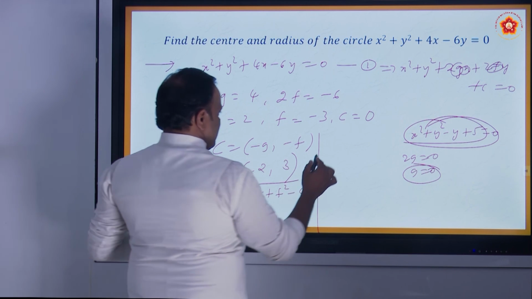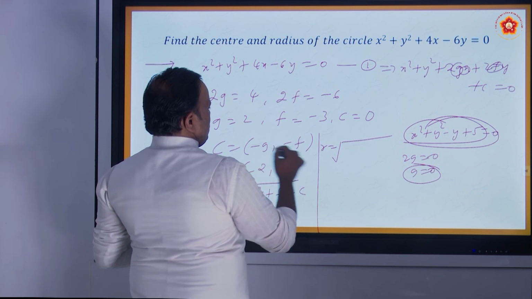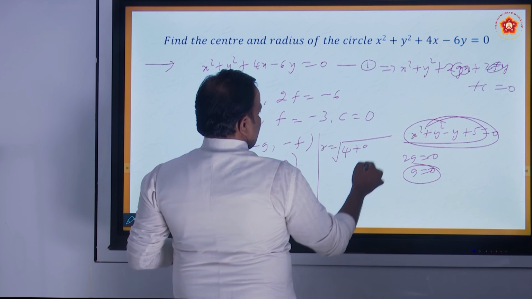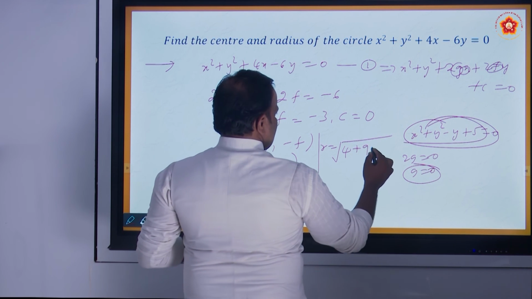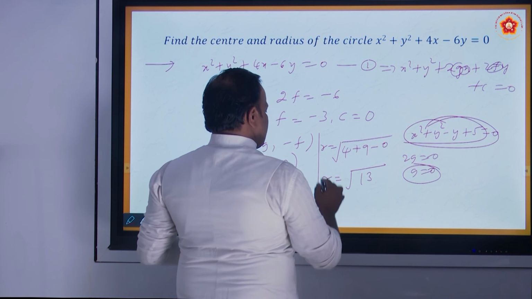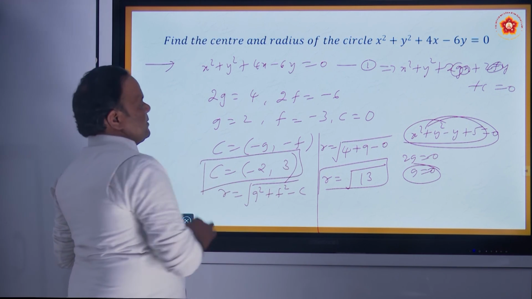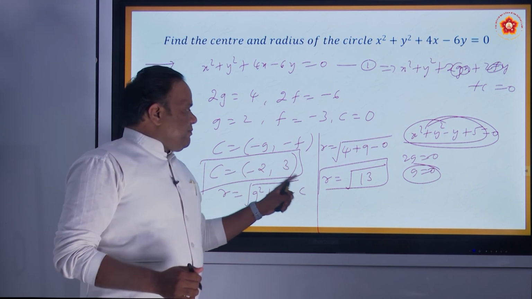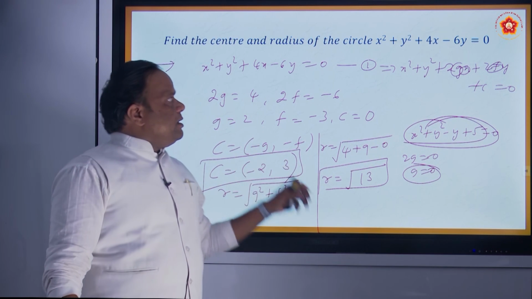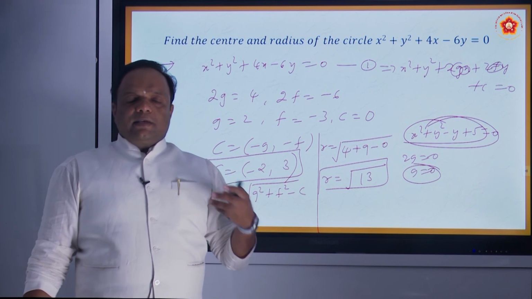Substitute the values. r equal to root of, what is g? g is 2. 2 square is 4. f is minus 3. Minus 3 whole square is plus 9. c is clearly 0 here. So r equal to root of 9 plus 4, which is 13. This is the radius of the circle. Center is minus 2 comma 3, radius is root 13. This is a very simple problem. If there is no constant term, then take c equal to 0.